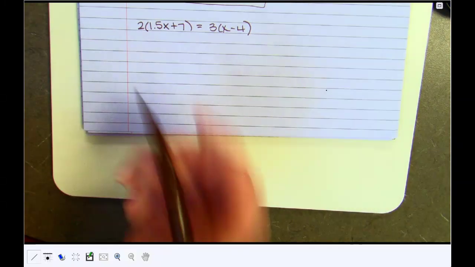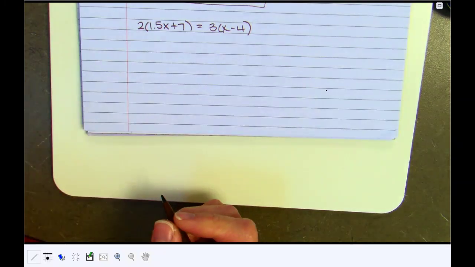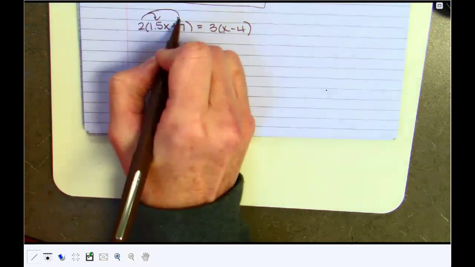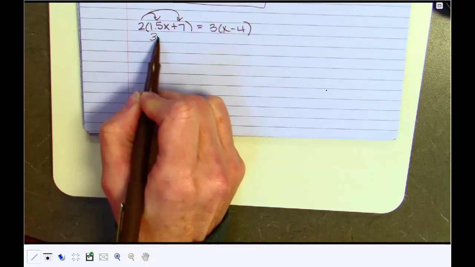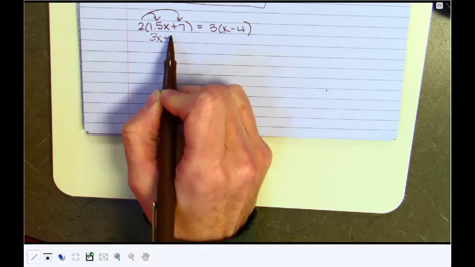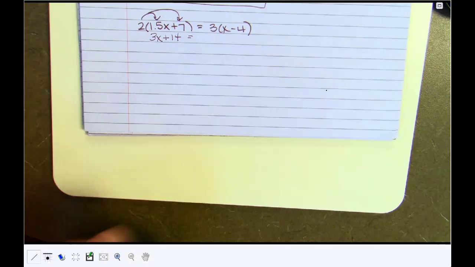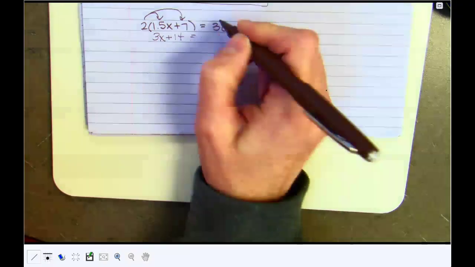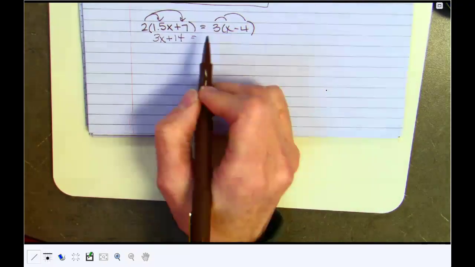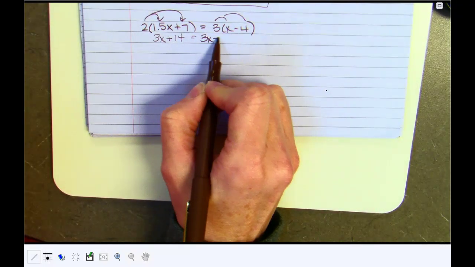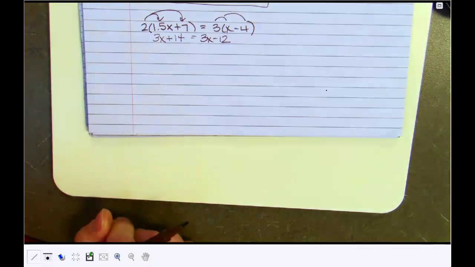Okay, what are we doing on the left? Distribute. What number? 2. Yep. Did you distribute 2? This is 3x plus what? 14. Okay. What do you do on the right-hand side? Distribute a 3. What is that? 3x minus 12. Okay. What do you want to do? You don't have to do anything, really.